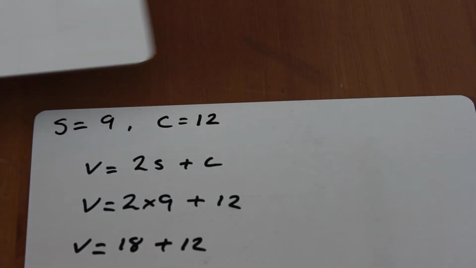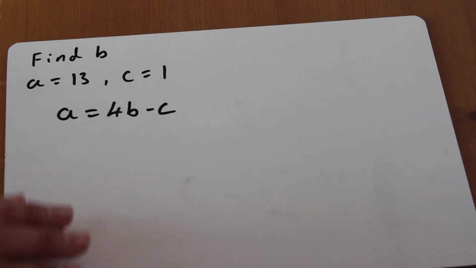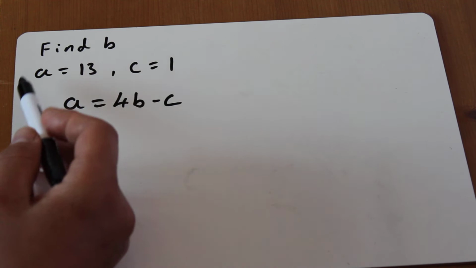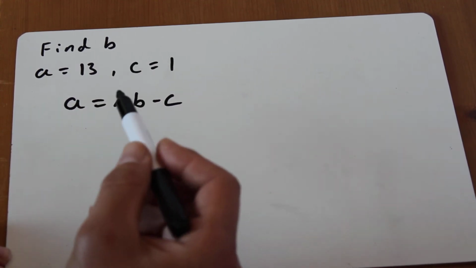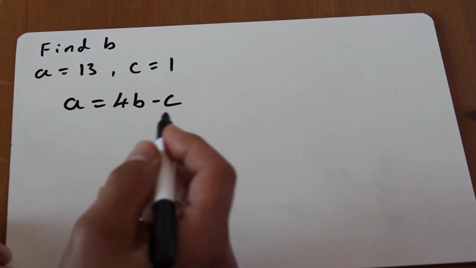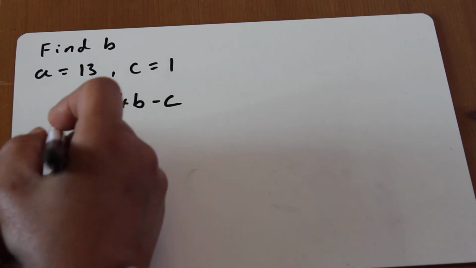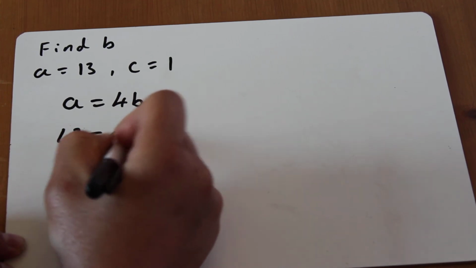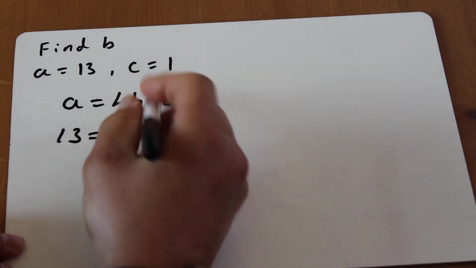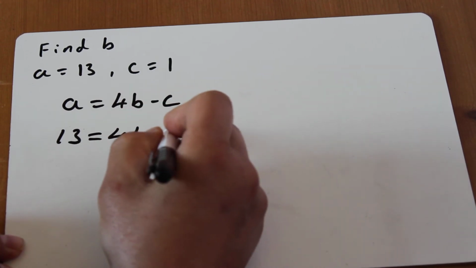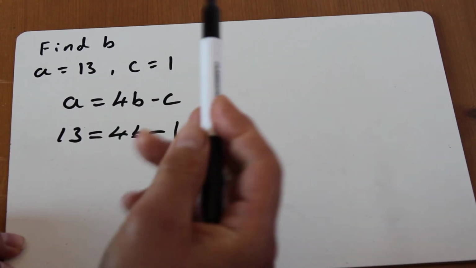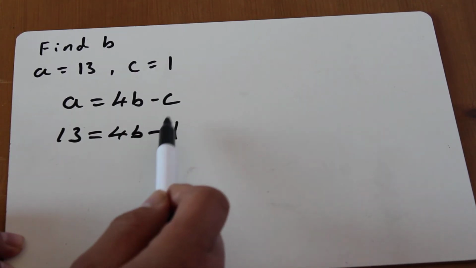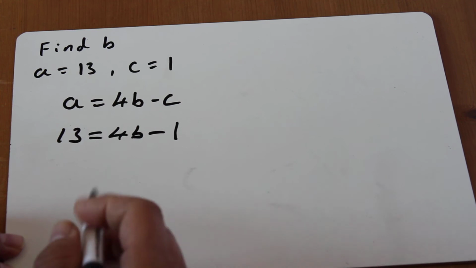Okay, on this question here, it's slightly different. You can see that I've got to find the value of B, but B's not on its own. So don't worry about that at the moment. Just put the values in and then we'll see what happens. So A is 13. We can't do anything with the 4B. And then it's take away the value of C, which is 1. Just watch out that if this was a negative number, put it in brackets and you'd have minus minus 1.